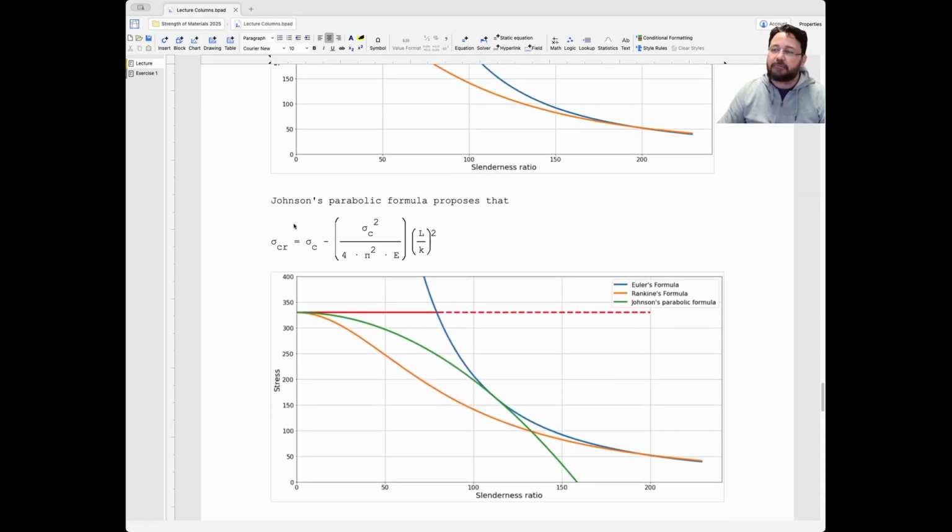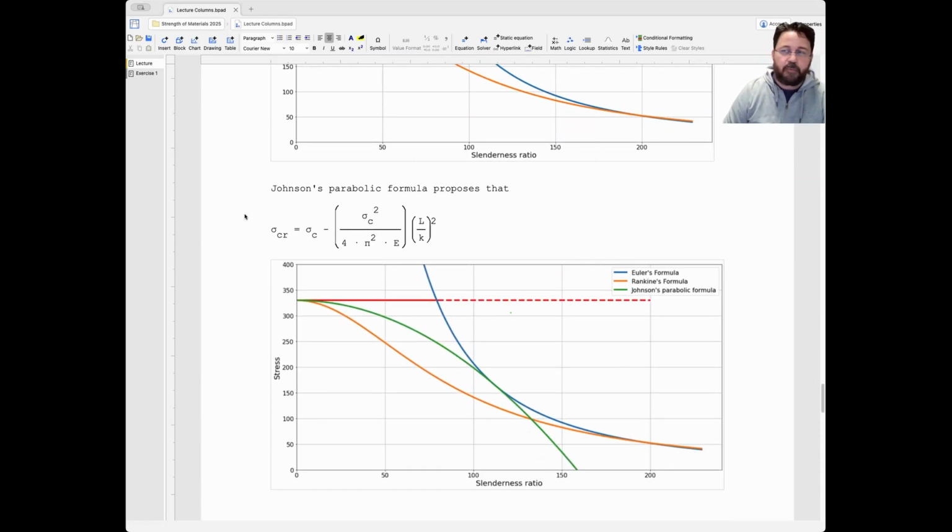Well, we can use something called Johnson's parabolic formula. It has that shape, and it's this green one. Look at this, nicely. And it touches this point. This point is known as the, I had it, but I just missed it. It's coming. I believe it is the critical slenderness of the column. So it's a point where Johnson and Euler are tangent, touch each other.